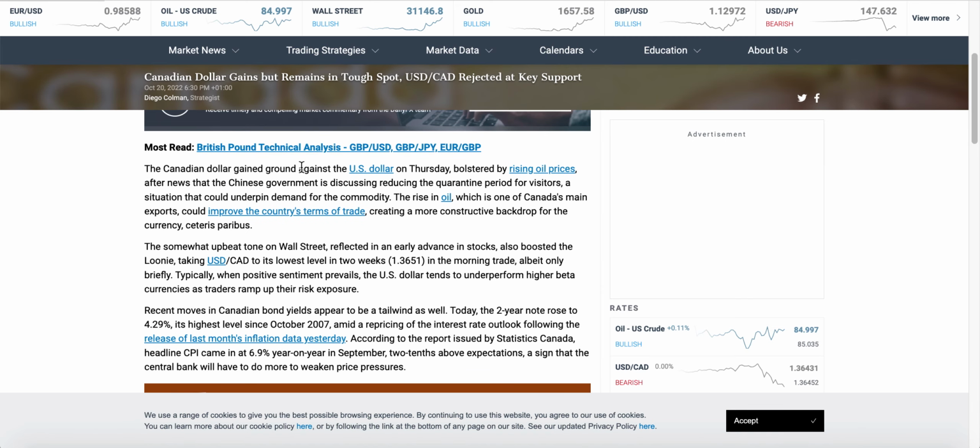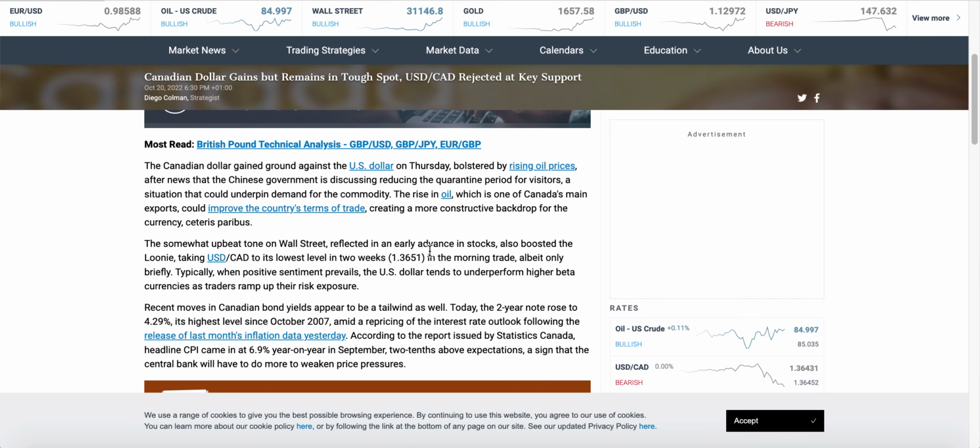Last week we got a report, on Thursday, that the Canadian dollar gained ground against the US dollar. Let me read it for you so that you can understand. Bolstered by rising oil price, which tells you that the oil price is what is rising after the news that China's government is discussing reducing the quarantine period for visitors, a situation that could underpin demand for the commodity.